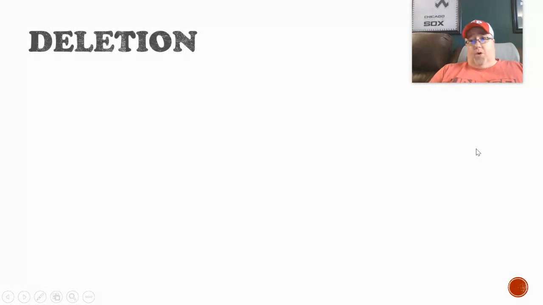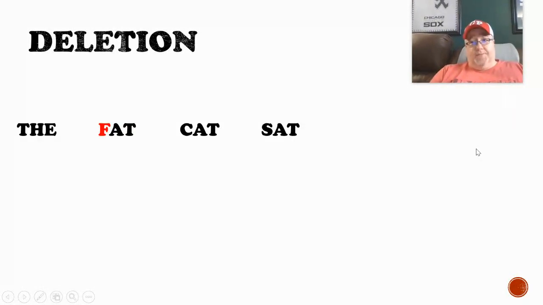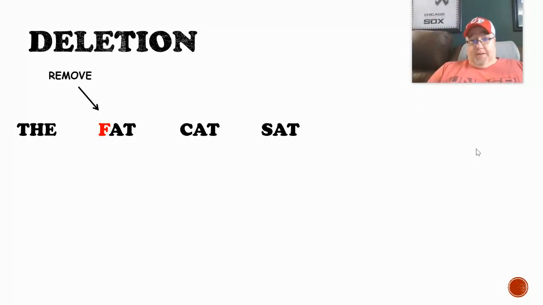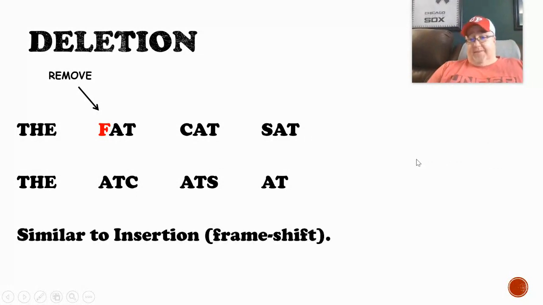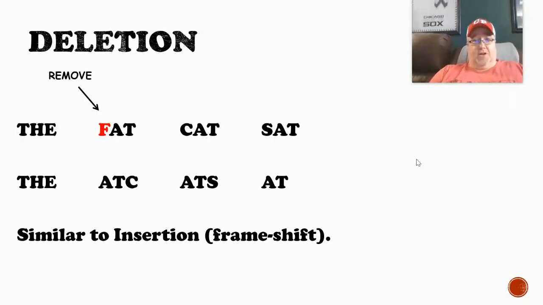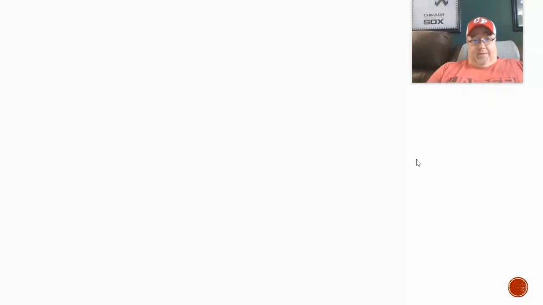Now, the last one is called a deletion. A deletion is kind of like an insertion. It's just the opposite. Instead of inserting a base, we're going to remove one. So in this case, we're going to remove the F. We're just going to take it out, and that shifts everything to the left. We're just removing that one letter. But again, it's a frame shift mutation, just like we had with an insertion. Instead of moving it to the right, it's going to move it back to the left.